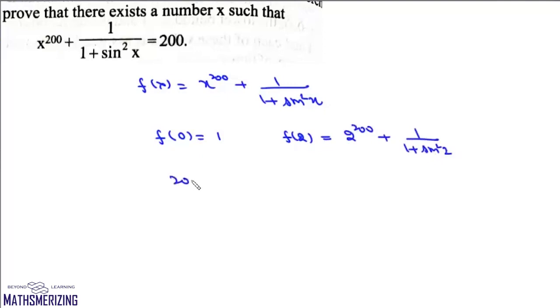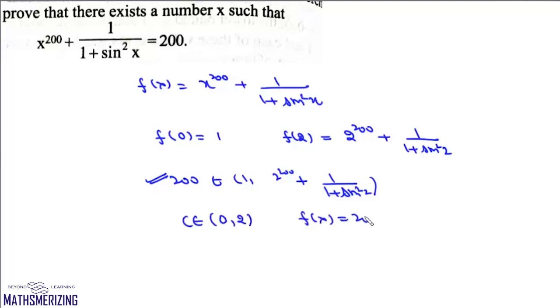Now this 200 lies between 1 and 2^200 + 1/(1 + sin^2 2). So from intermediate value theorem, we can say that there exists a point c in the interval 0 to 2 such that f(x) equals 200. So there exists at least one root in the interval 0 to 2.